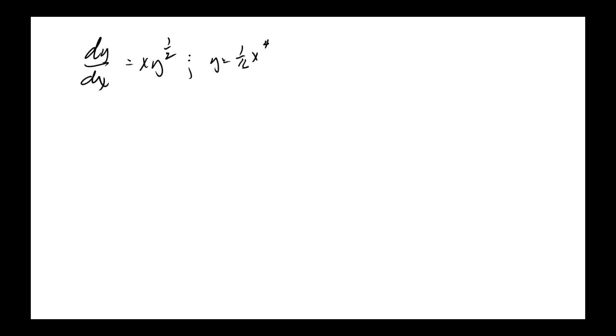Okay? Left of the semicolon, that's a differential equation: dy/dx equals xy to the 1/2. The right-hand side is a potential solution to that differential equation. What we're asked to do here is verify that solution is a solution for this differential equation, and we need to justify that it is a solution for all real numbers, negative infinity to positive infinity.